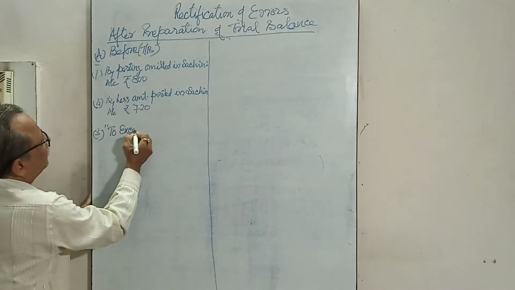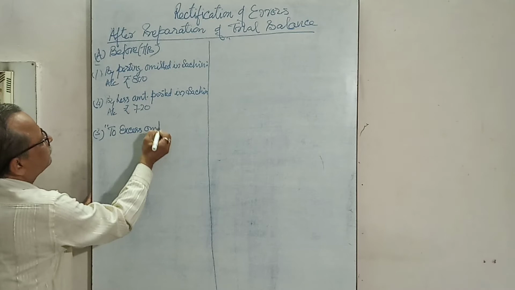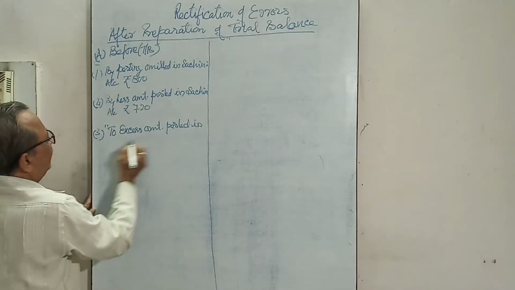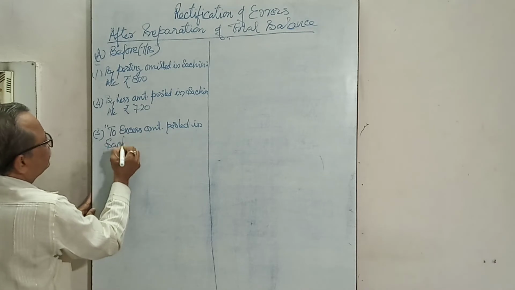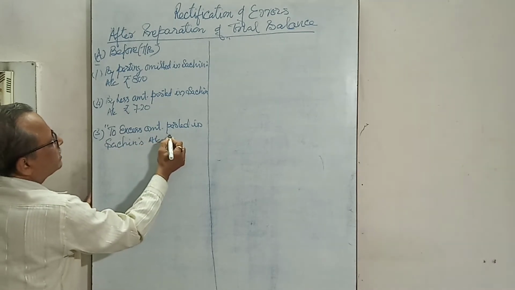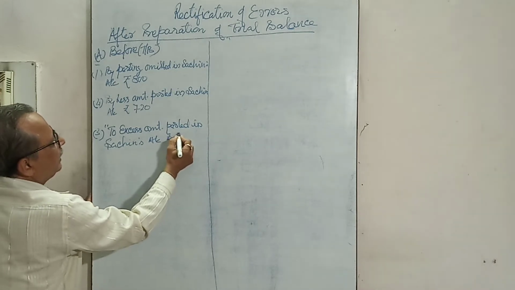excess amount posted in Sachin's account by rupees 80.